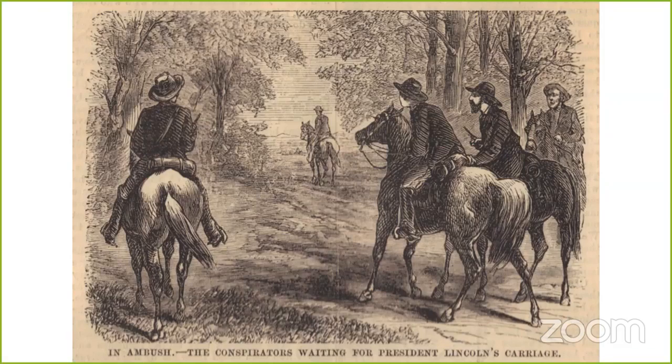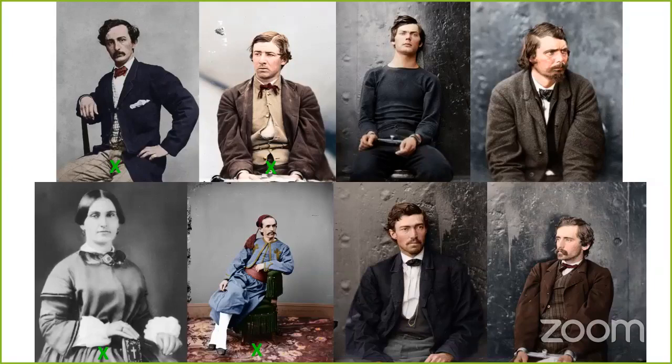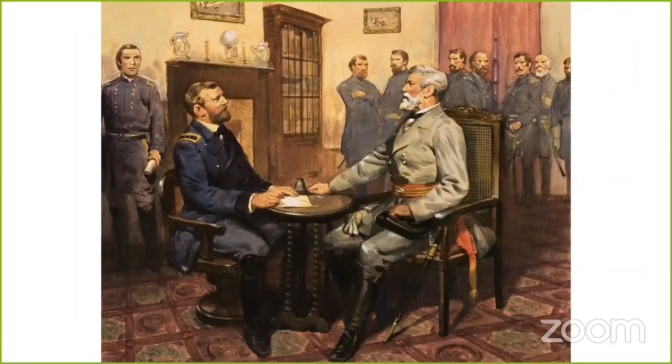And so that's why he has this team of people that are helping him. They were all part of this kidnapping plot, so to speak. But before Booth can kidnap Lincoln, the Confederacy basically collapses and Robert E. Lee surrenders to Ulysses S. Grant, which doesn't officially end the war, but Lee had a large portion of the Confederate Army under his command.